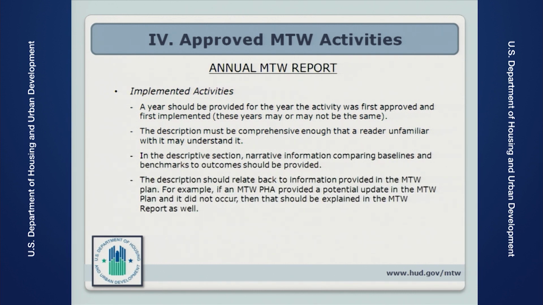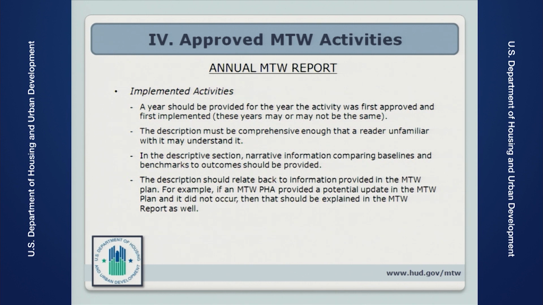Okay, so next in the annual MTW report, you'll see that the same 4 categories appear as were available in the MTW plan. So starting with the implemented activities, here again you'll provide the year that the activity was first approved and first implemented, recognizing that those may or may not be the same, so please make clear for us what the approved year is and what the implemented year is. Again, as Laurel stated, please make sure that descriptions are clear enough for a reader who is just picking up the document and learning about the activity for the first time, so they're able to understand the flexibilities that you're using and why the activity requires MTW flexibility.